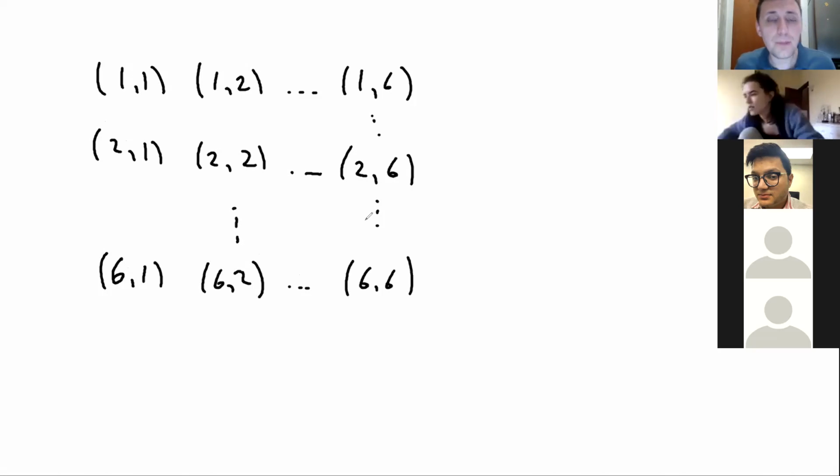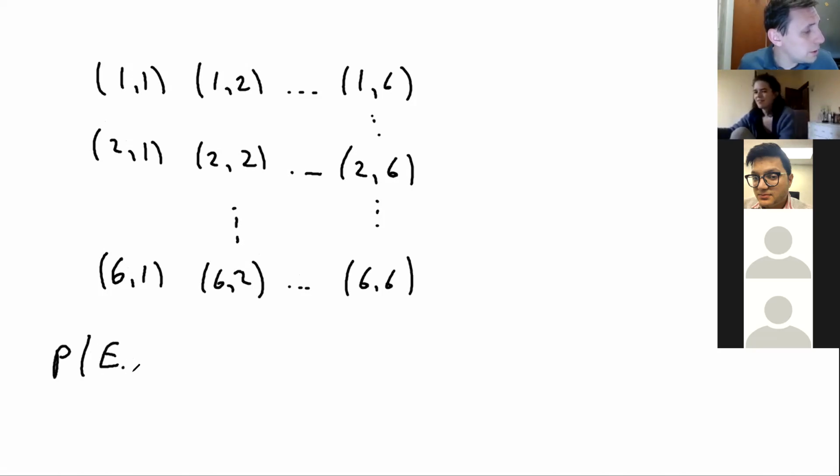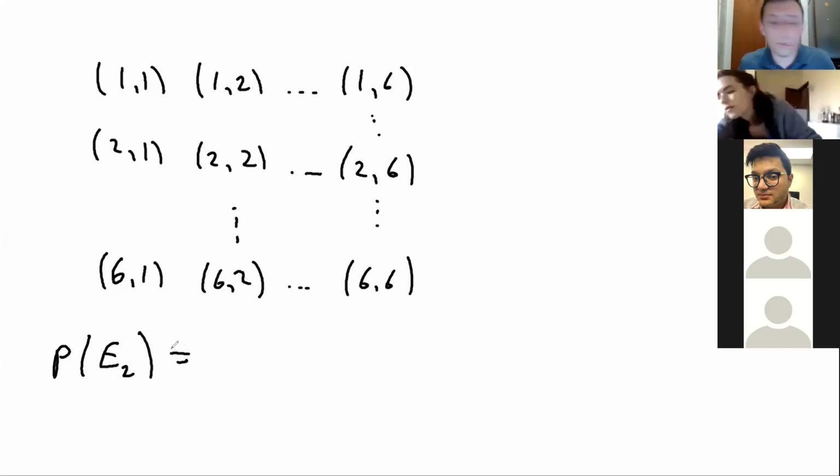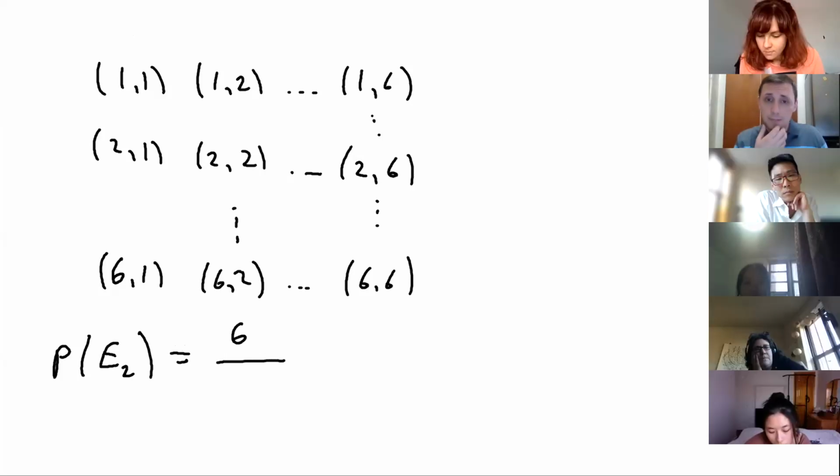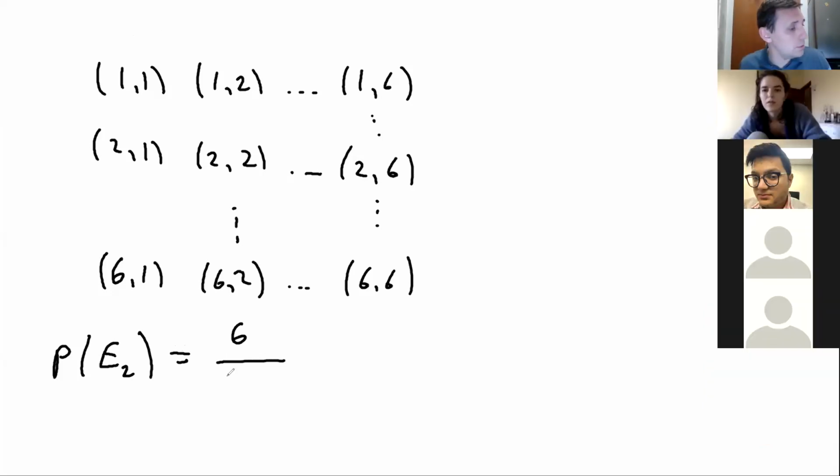Now, when I have the information, what's the probability of E2? The probability the sum is equal to 7. Out of those 36 nodes, exactly 6 of them correspond to the sum being equal to 7. You agree? So it's 1 and 6, 2 and 5, and onwards, all the way to 6 and 1. So there are 6 possibilities over 36 possible universes. So we get 1 over 6.